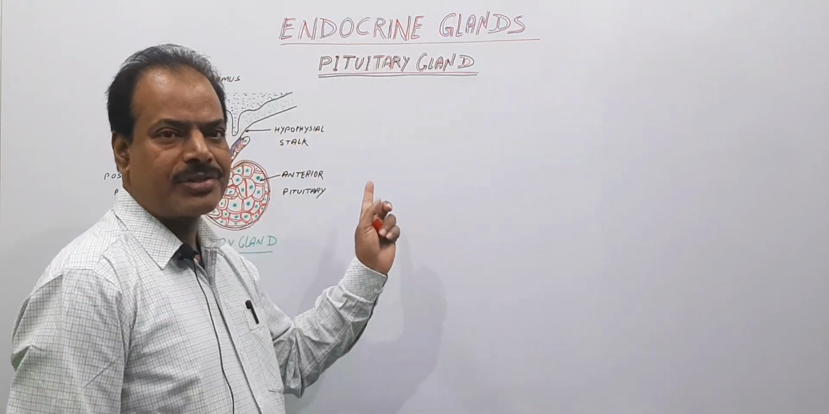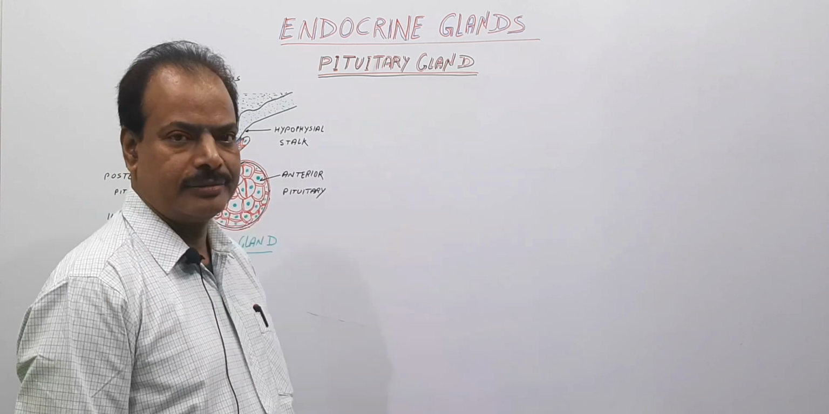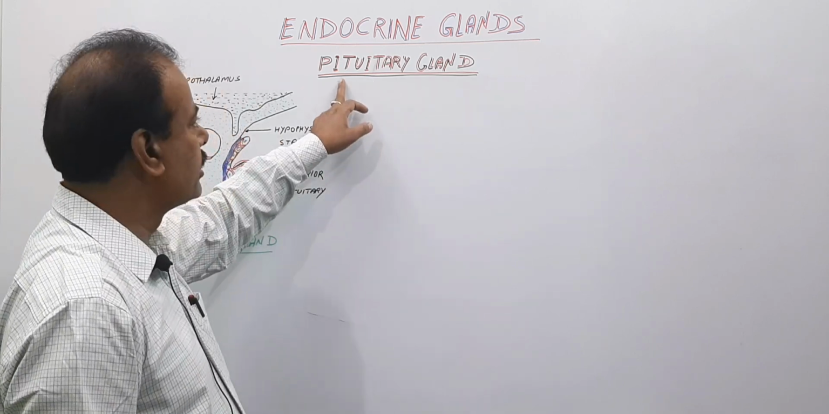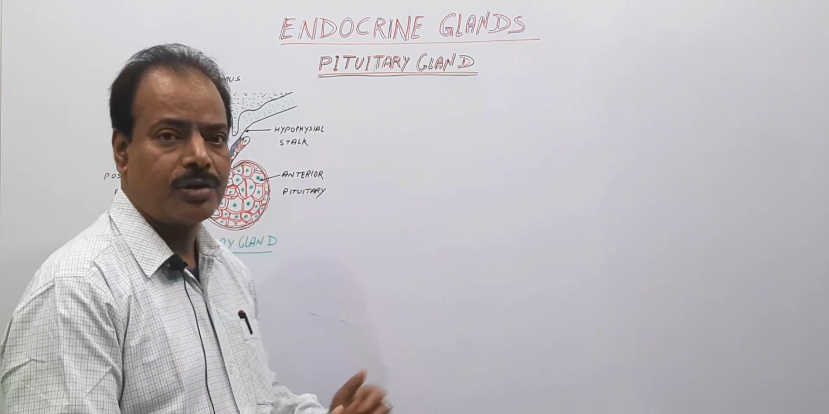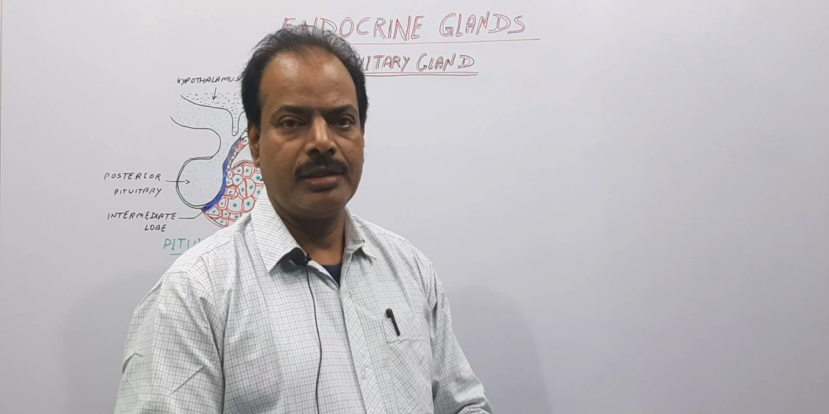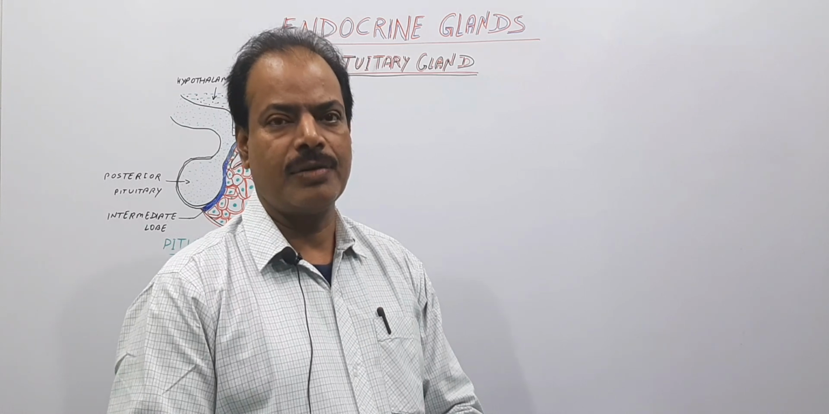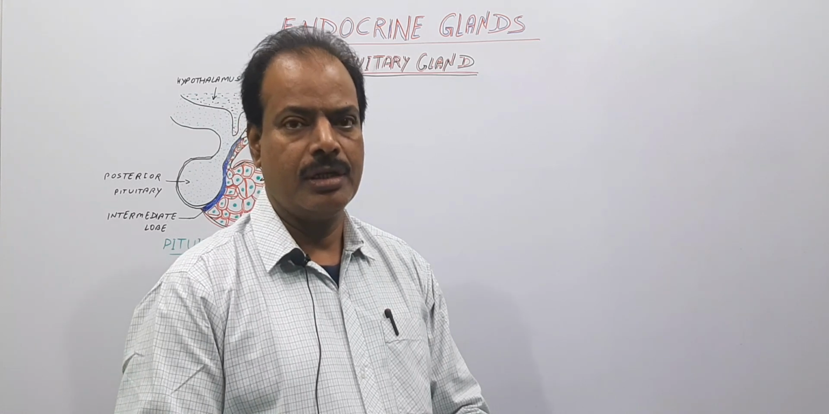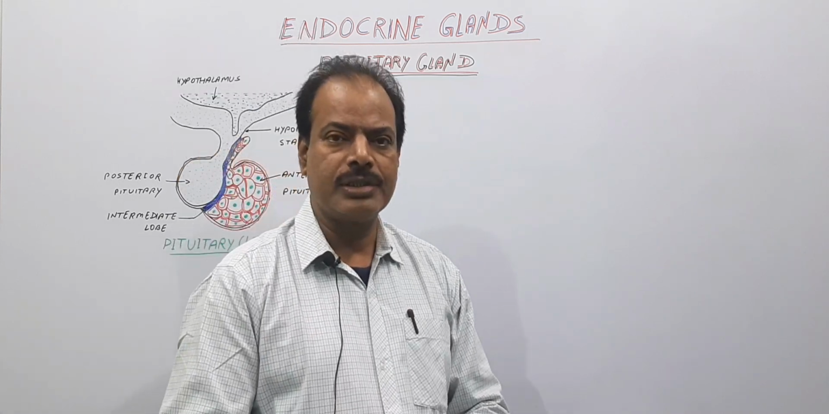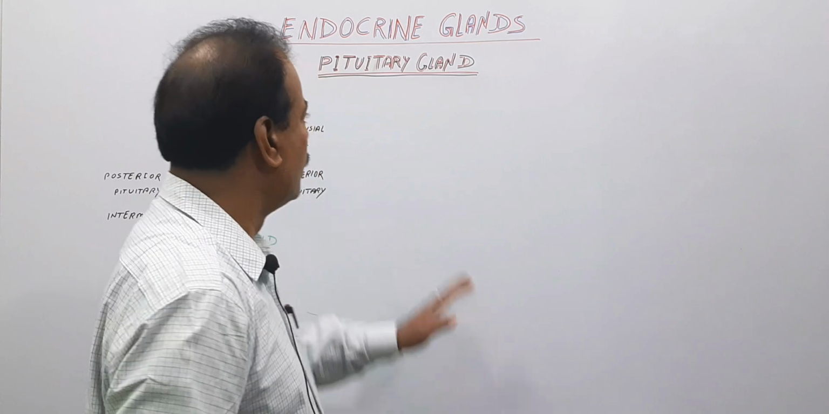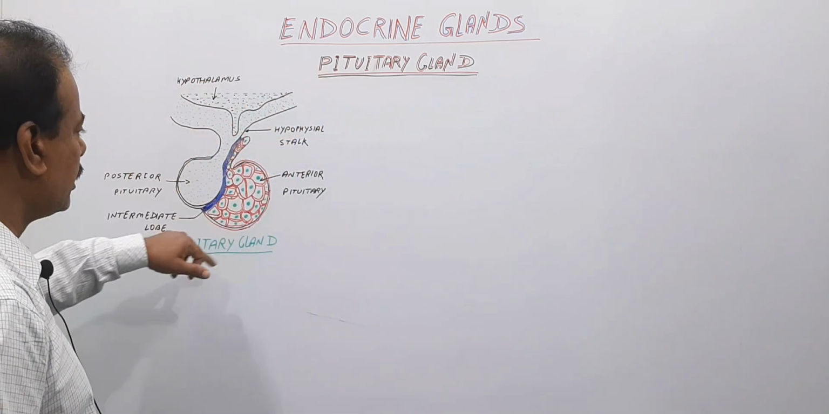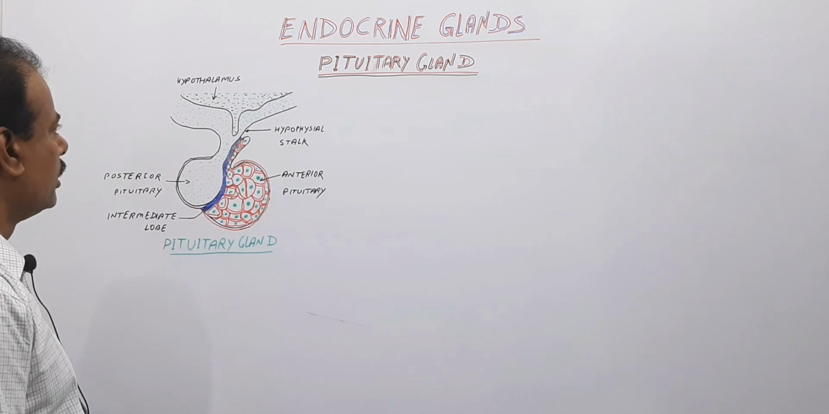In this lecture we will discuss the pituitary gland. As you know, the pituitary gland is a part of the endocrine system. It is an endocrine gland and it secretes different types of hormones which are necessary for regulating physiological activities in the body. Here we can see the diagram of the pituitary gland.